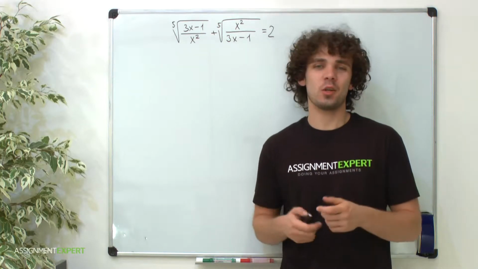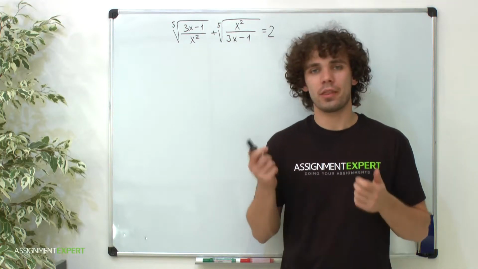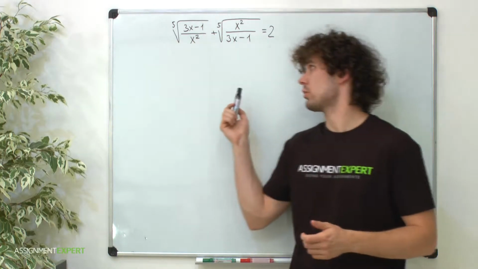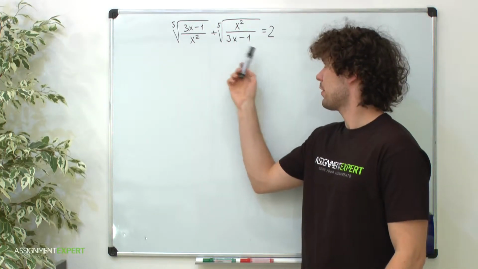Hello there! Let's solve another equation with radicals, but this time we have odd radicals. Let's have a closer look at our equation. We have a sum of 2 fifth roots.